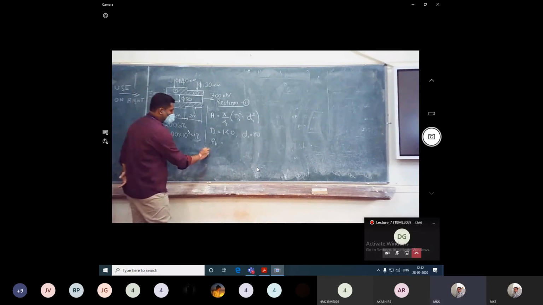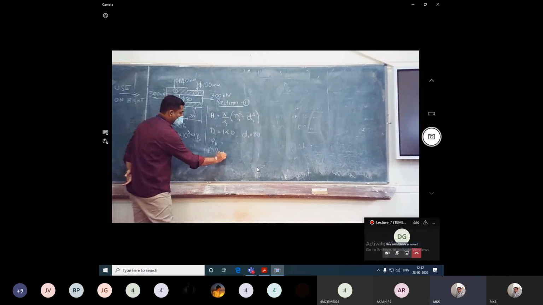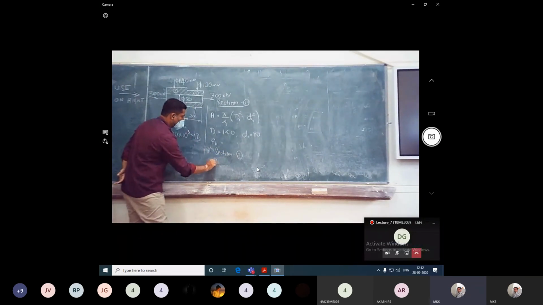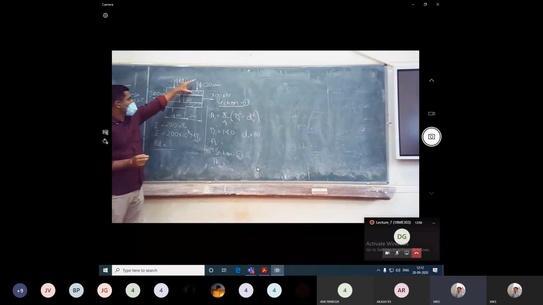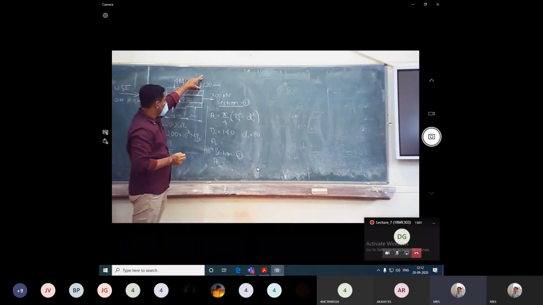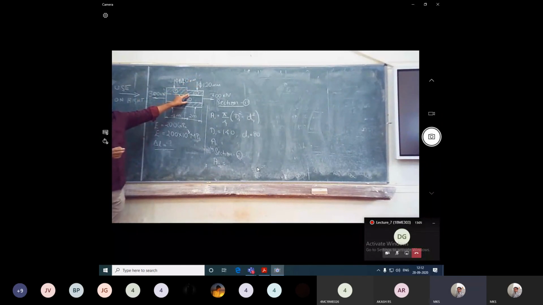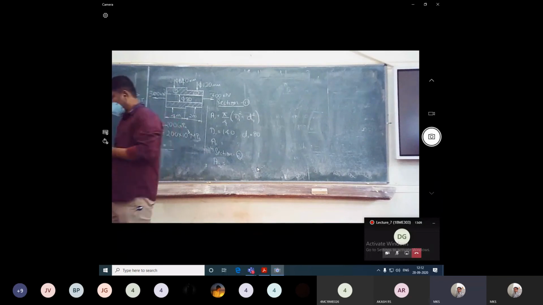Next, similarly for section 2, you find A2 using the formula directly. What is the area of the second section? The diameter is same for the inner, that is, capital D will be 120 and small d will be 80, the same for section 2. So you find what A1 and A2 are.